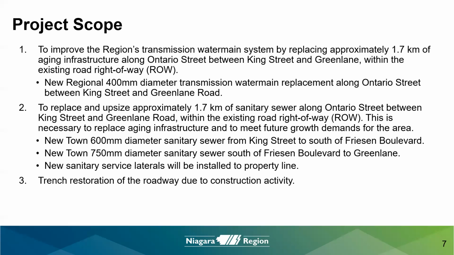This will involve a new 600 millimeter diameter sanitary sewer from King Street to south of Friesen Boulevard, and a new 750 millimeter diameter sanitary sewer from Friesen Boulevard to Green Lane. New sanitary service laterals will also be installed to the property line. And to close off the project, there will be trench restoration of all the roadway due to construction activities.